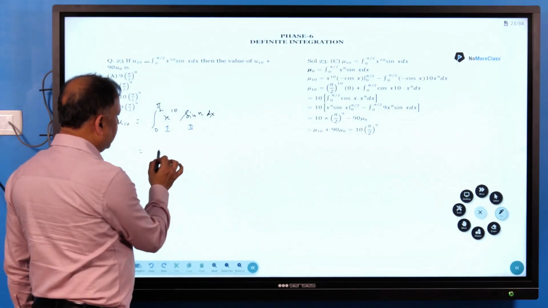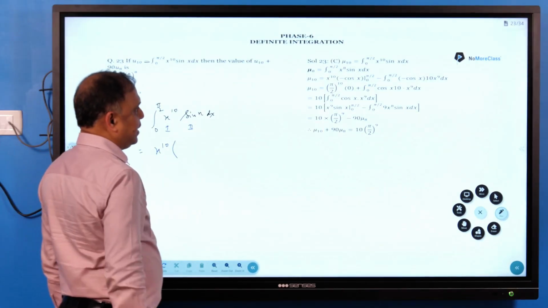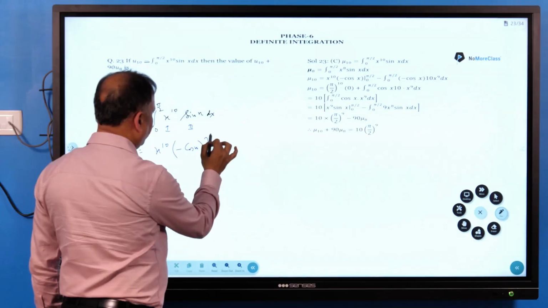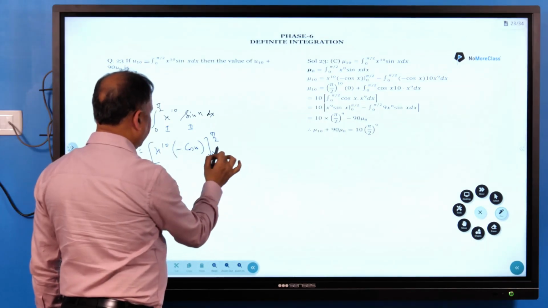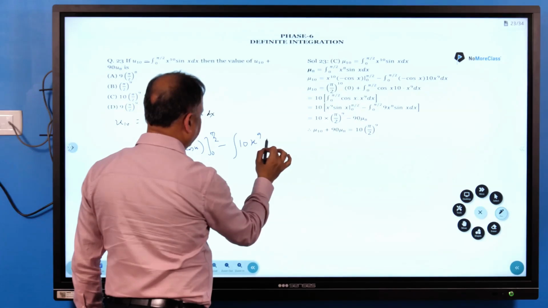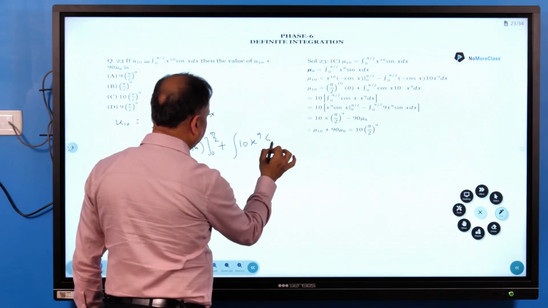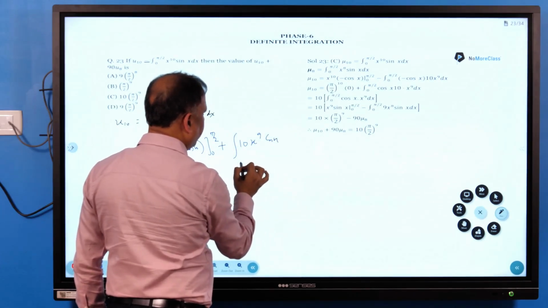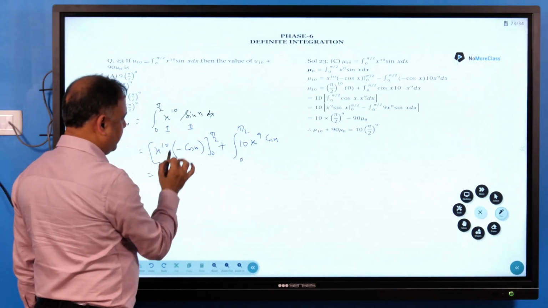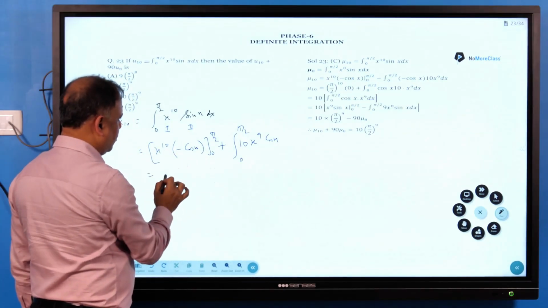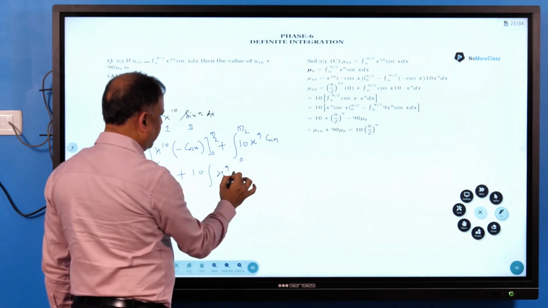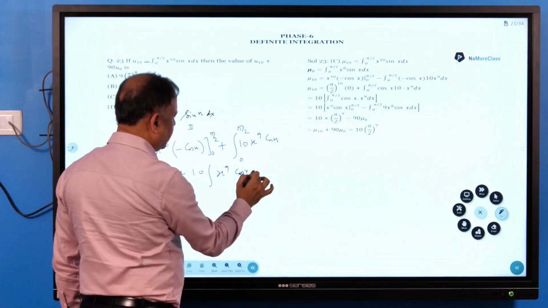So first function, integration of sin x is minus cos x, 0 to pi by 2, minus integration, differentiation 10x raised to power 9 into minus plus cos x, 0 to pi by 2. So this will be how much? Cos pi by 2 is 0, and 0, this is 0. So 0 plus 10 x^9 cos x dx.